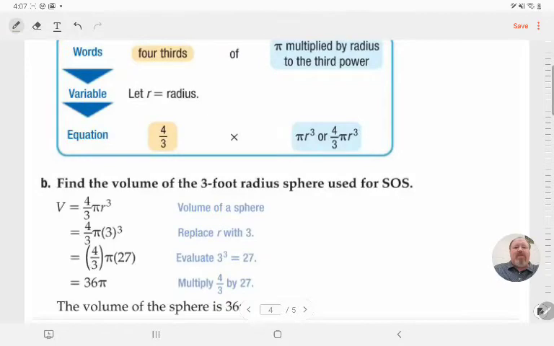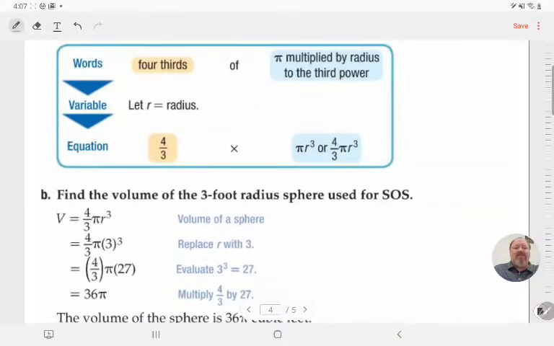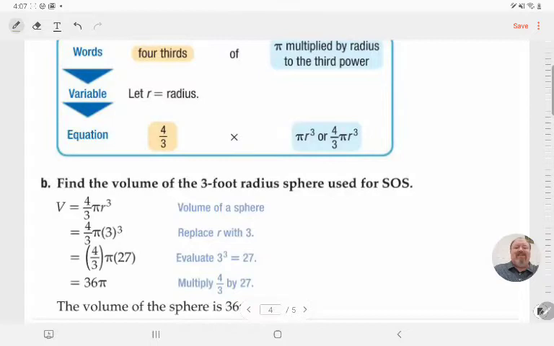Then we would take 4/3 times 27, and that would give me 36 pi. And we would leave that as 36 pi to be an exact answer. It doesn't tell us to round or anything, so we would have to leave that as 36 pi.